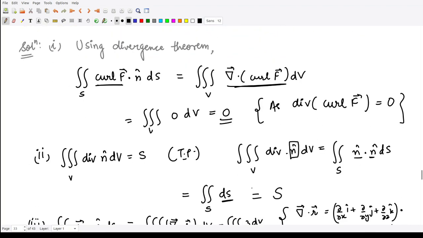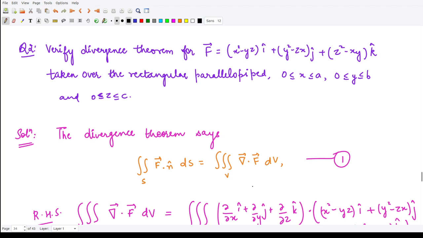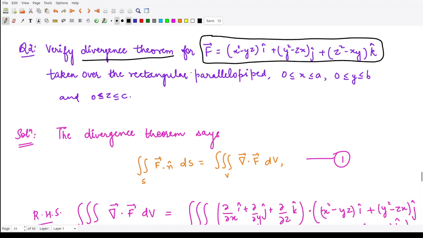Okay, so now next let us discuss one more question. It says that you are to verify the divergence theorem for this vector. Now this vector is given to us, and what is the region? The region is a rectangular parallelepiped having limits of x from 0 to a, of y from 0 to b, and of z from 0 to c. So these are the limits. So that means we have a cuboid like structure, which is the rectangular parallelepiped.